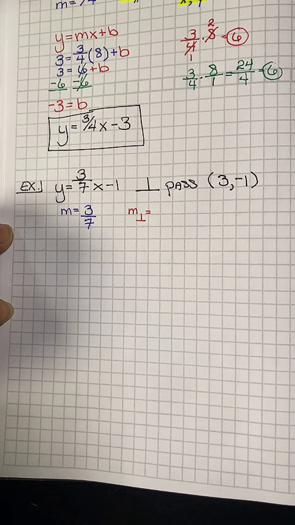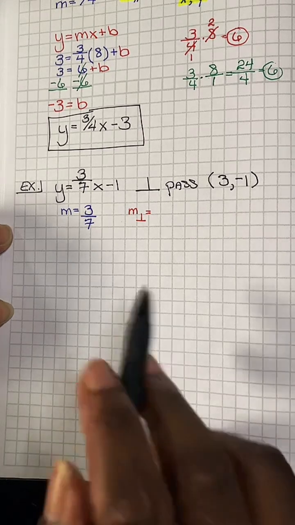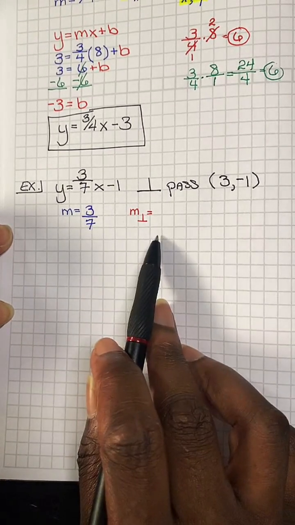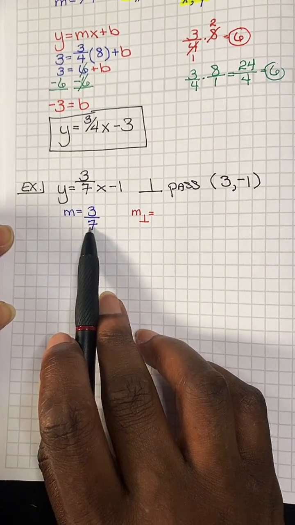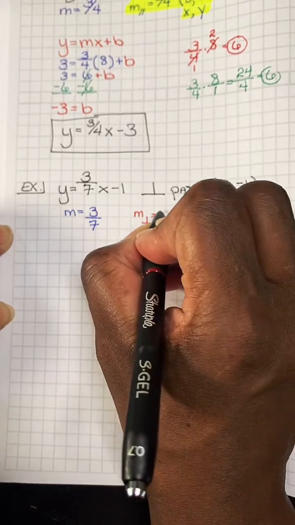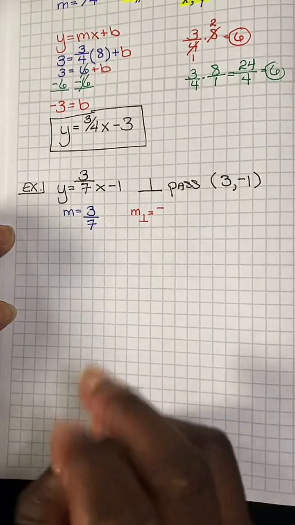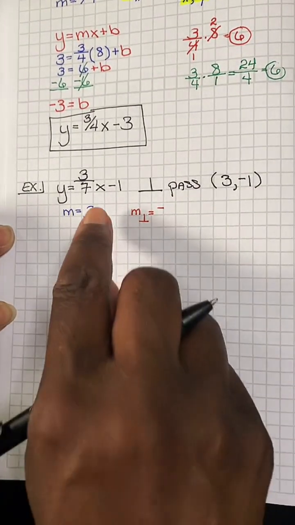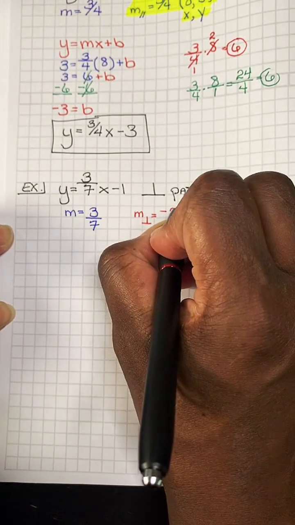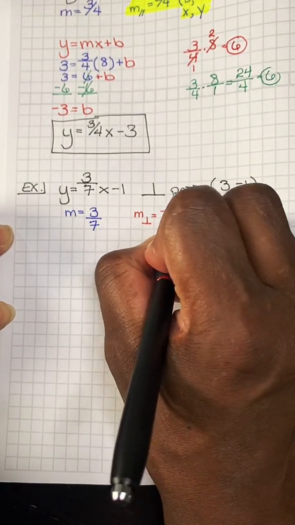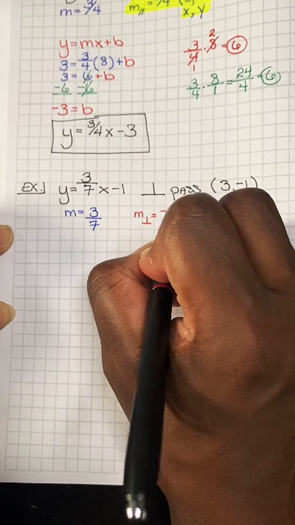All right, so let's think of it. We're doing the opposite reciprocal. So if this is positive, that means the opposite will be negative. And reciprocal means that you're going to flip it. So my numerator will be 7 and my denominator will be 3.